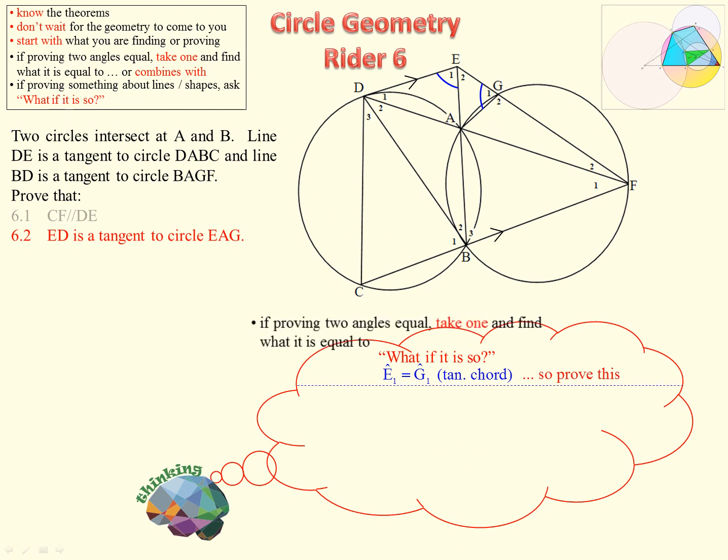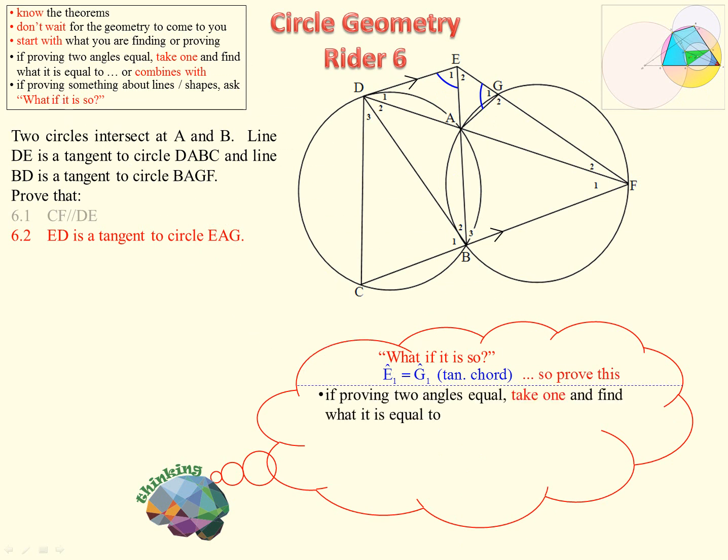How do we do that? We take one of them. What is E1 equal to? There's my hint in the pink. E1 equals B3. Alternate angles and the lines are parallel. Now my obvious next question, I'm trying to get E1 equal to G1. I've got E1 equal to B3. So I'm going to say, well, is B3 equal to G1?